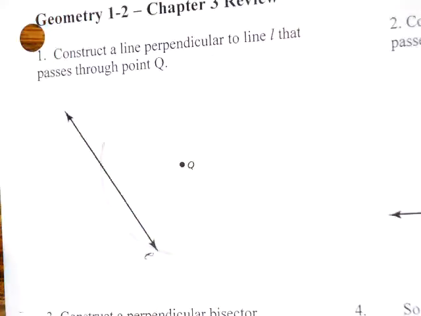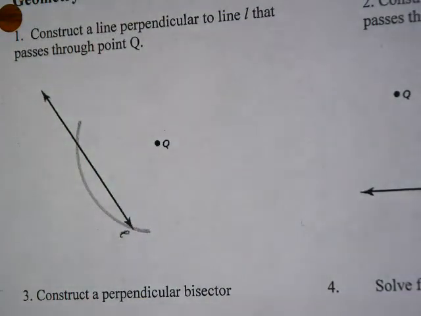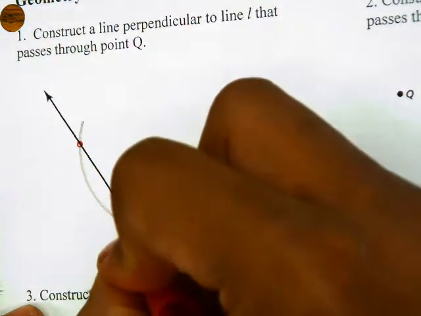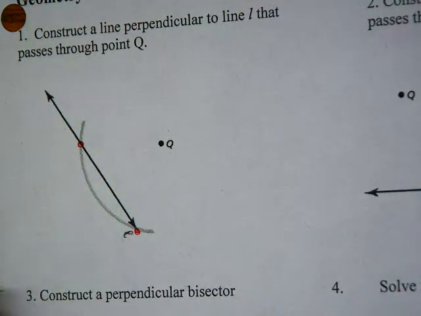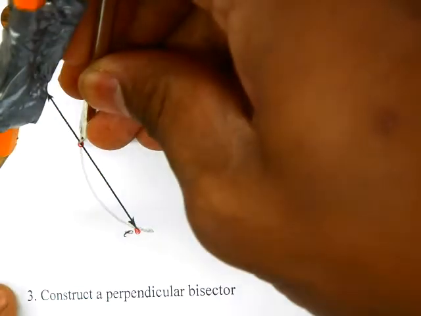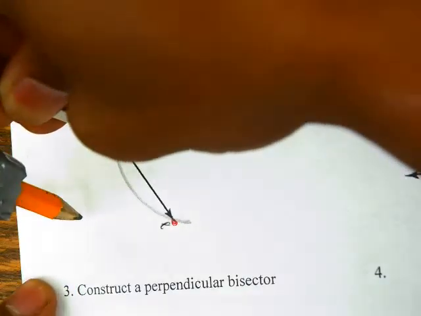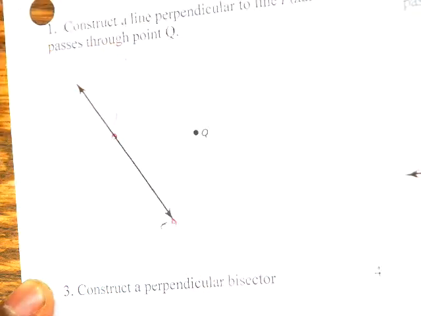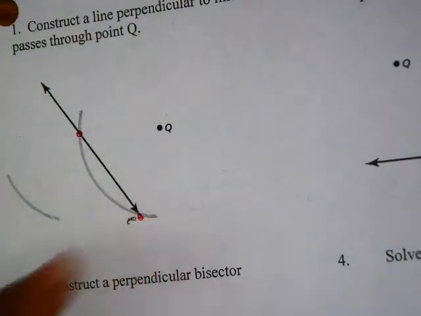What you want is two spots where your arc intersects the line. So mine intersects right there and there. It doesn't matter where it intersects, it just needs to intersect the line twice. So now you put your compass here at this point of intersection and draw an arc, and here at that point of intersection and draw an arc.